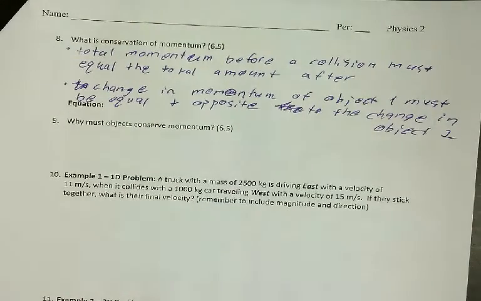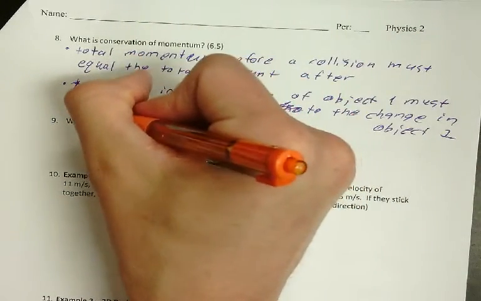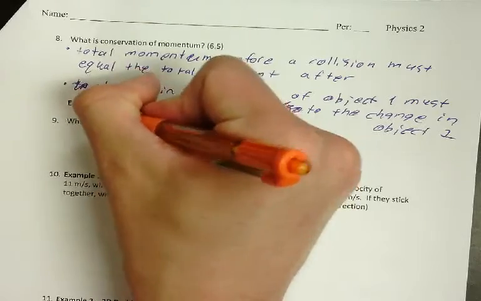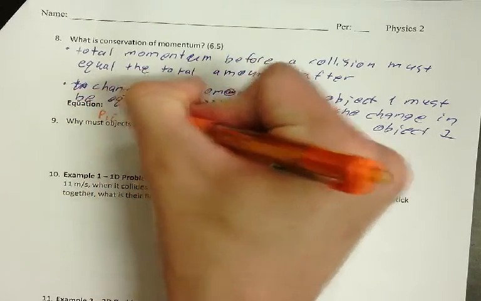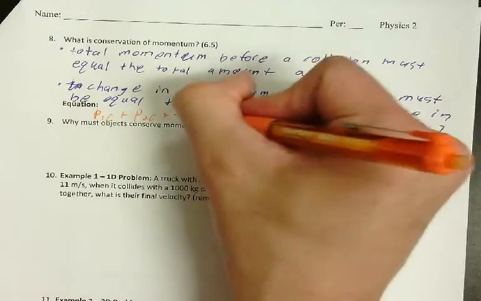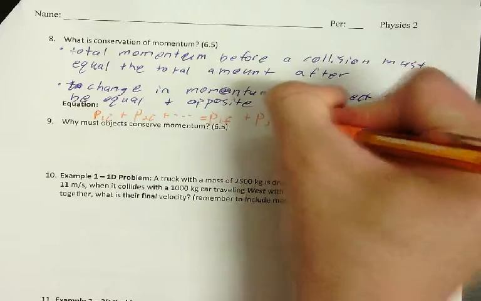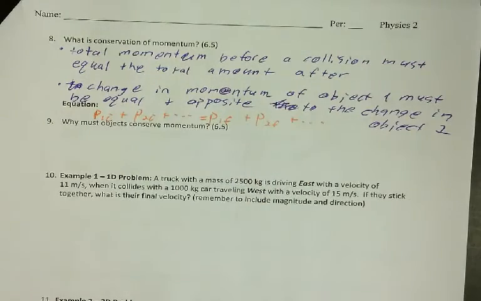The equation is P1 initial plus P2 initial plus any others that there are equals P1 final plus P2 final plus any others that there are. All right, any questions on equation or definition? Okay.